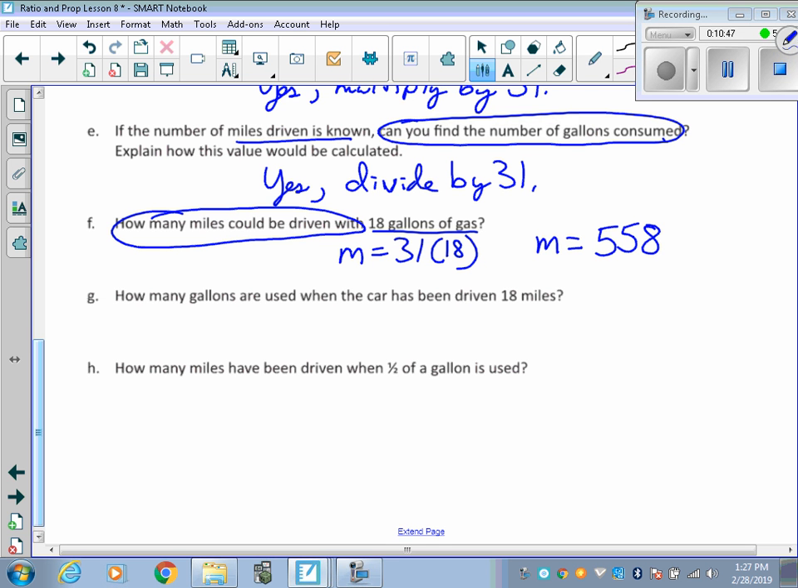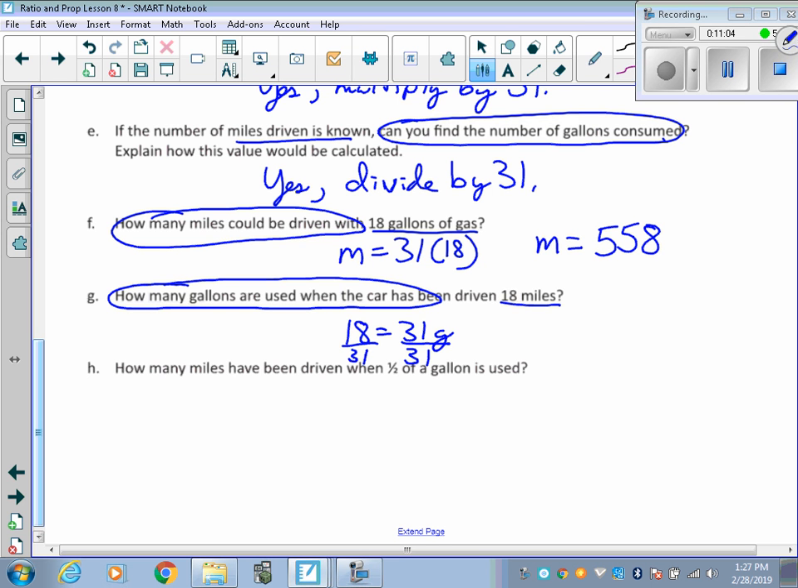Well, what about if we want 18 miles? How many gallons are used when we drive 18 miles? In this case, the miles is known, and the number of gallons is not. So how do we do that? We're going to divide by 31. Therefore you get G equals, and this turns out to be a little questionable, but we're going to put 0.58 gallons. So you see that one is definitely smaller than the number of miles, because again, miles is always larger.